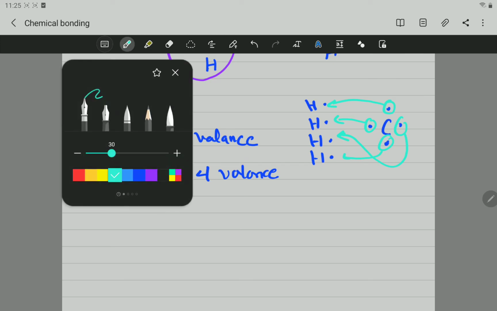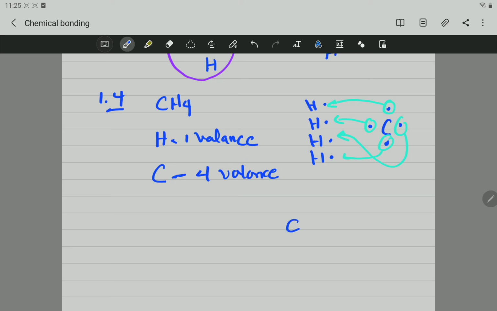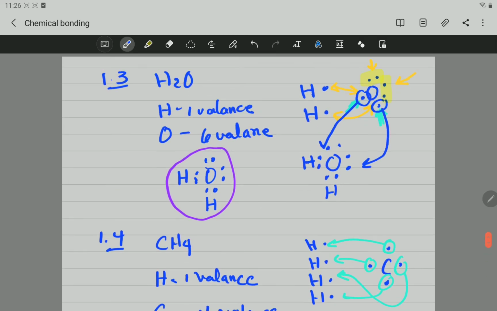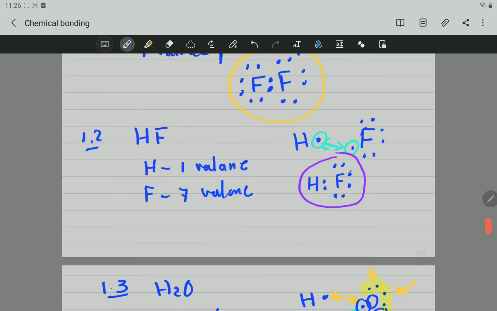So the molecule will be 1 carbon in the center, sharing with 1 hydrogen here, 1 hydrogen here, the other hydrogen, and the other hydrogen. This is the molecule of methane.